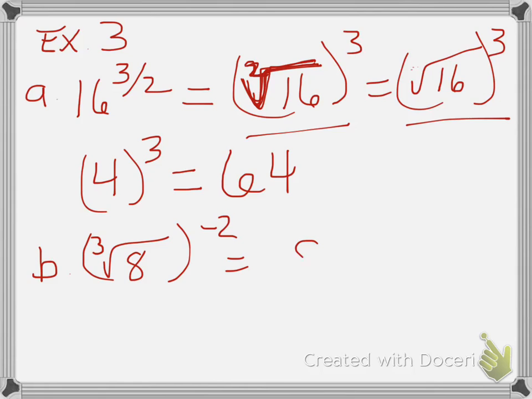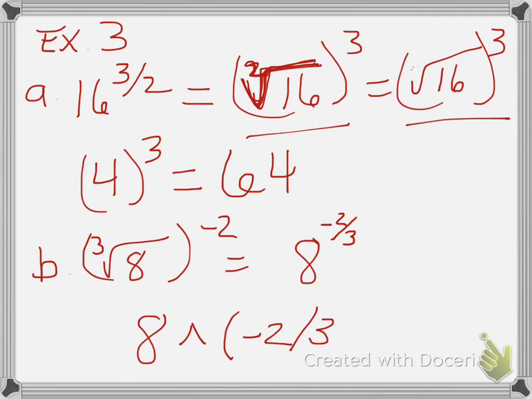So this becomes 8 to the what power? Negative 2 over 3. How do you plug that into the calculator? 8, caret key, parentheses, negative 2, divide by 3. Put that into the calculator and tell me what you get. 0.25. Very good.